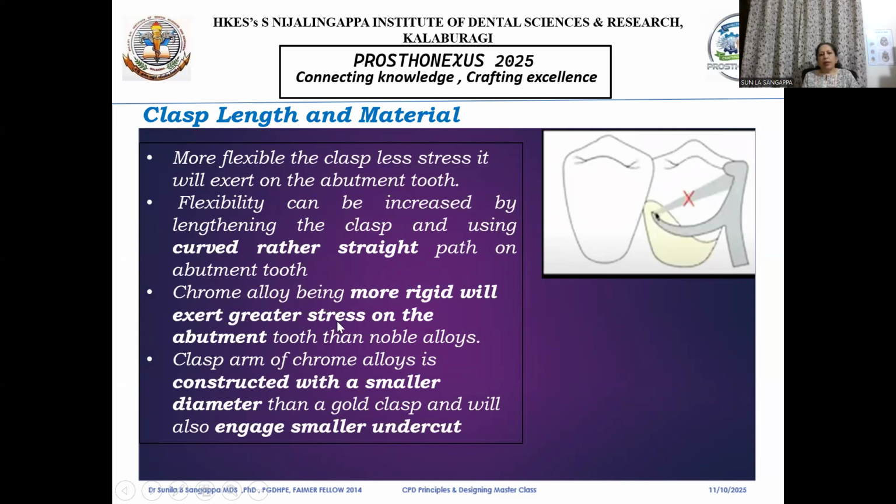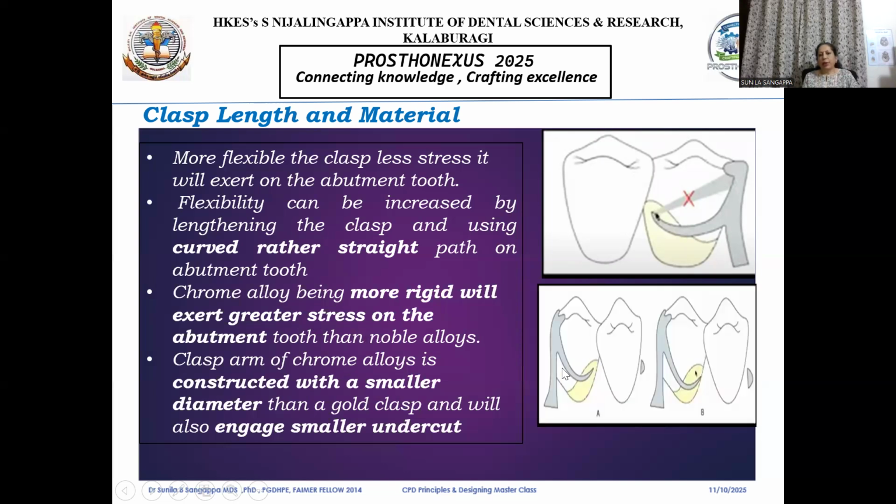Chrome alloy is more rigid and will exert greater stress. As noble alloys are not practiced in our country, most of it is always fabricated with cast chrome alloy. So what we can do to counteract this is lessen the diameter. That is, a smaller diameter can be used and a lesser amount of undercut can be engaged. The cast chrome alloys are always for the 0.01 inch undercut. But for the wrought wire clasp, we can always engage more undercut as seen over here. It can go up to 0.02 to 0.03 inch as well.